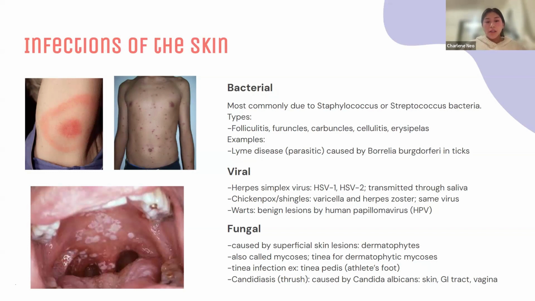In viral infections, these are caused by herpes simplex viruses. There's type 1 and type 2, and these are transmitted through the saliva. Another example is chickenpox and shingles, and this is caused by the varicella and herpes zoster virus. They're actually the same virus, but shingles is the adult/dormant version of chickenpox.